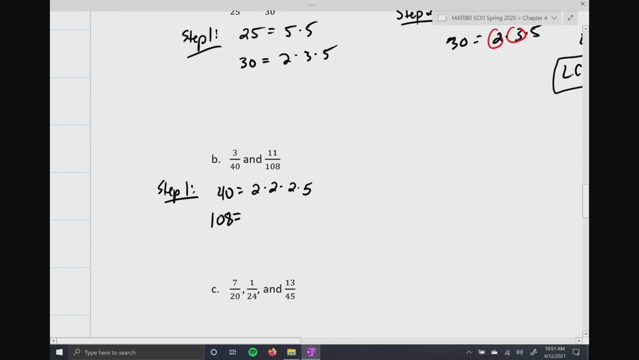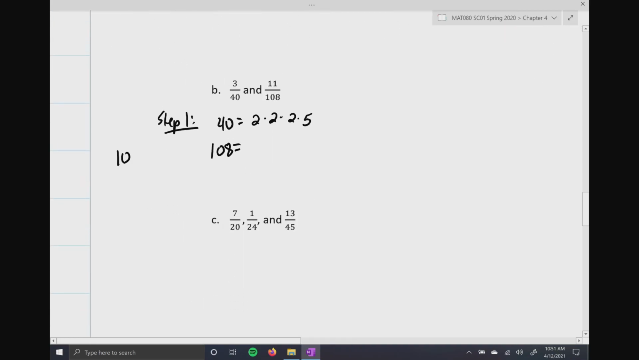I definitely need a little bit more space. So 108, if I cut it in half, that'll be 54. Circle the 2 because it's prime.